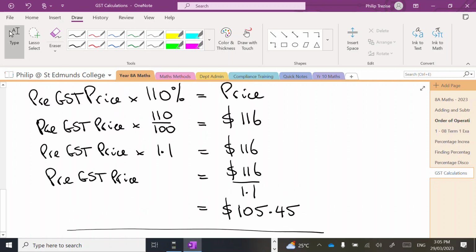If we were to then add 10% of that $105 on, it comes up to the total of $116, which is the amount the customer has to pay.